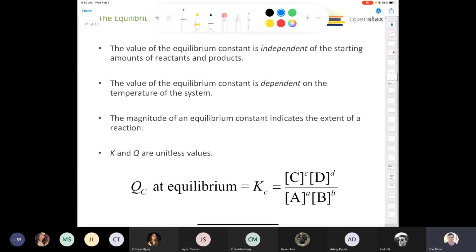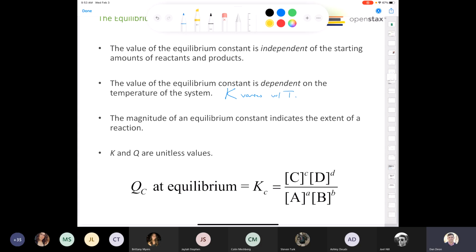All right, let's talk a little bit more about background before we get into some problems. I have a couple more slides, and then I promise we're going to look at some problems. The value of that equilibrium constant is independent of the amounts of starting reactants and products. The value of the equilibrium constant is dependent on temperature. So what does that mean? K varies with T. So if we change the temperature, we're going to change the equilibrium constant.